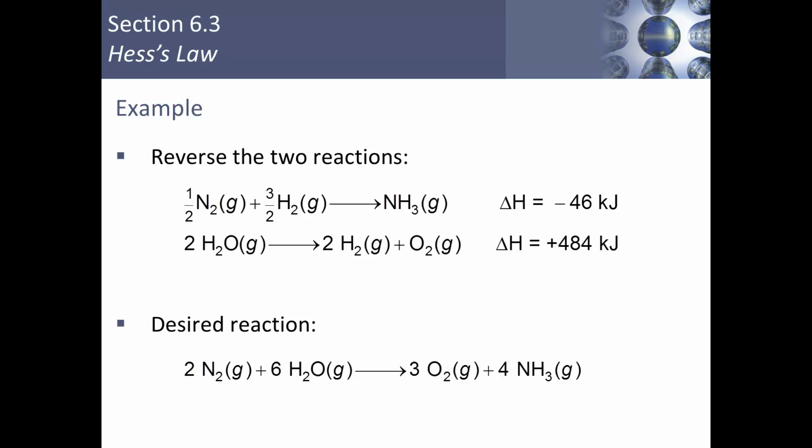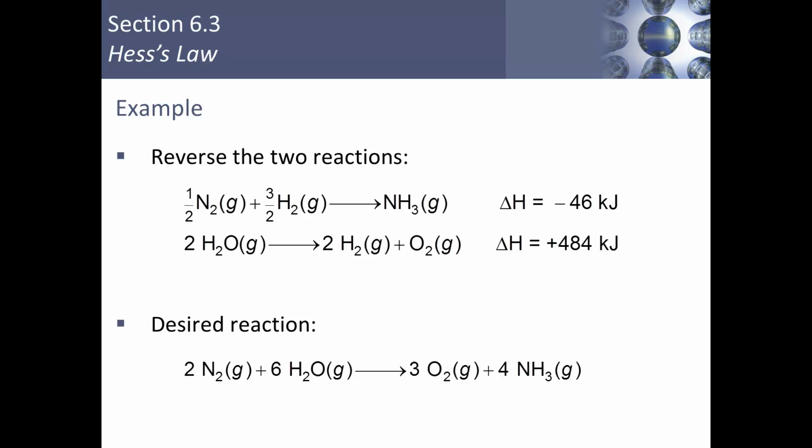So if we reverse the two reactions that we're presented with, then we have reversed enthalpies for the formation of ammonia and for the dissociation of water into hydrogen gas and oxygen gas. We now have something that is more closely resembling what we're interested in. We're interested in ammonia and oxygen as products, nitrogen and water as reactants.